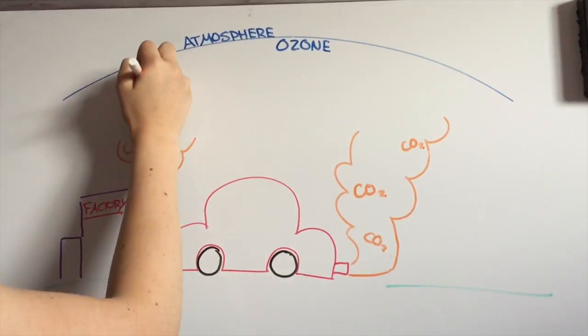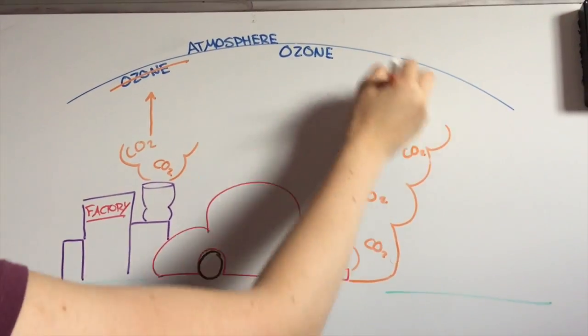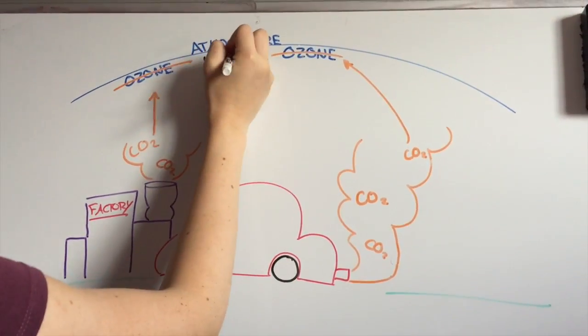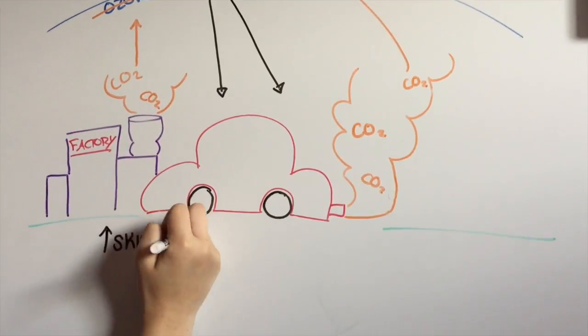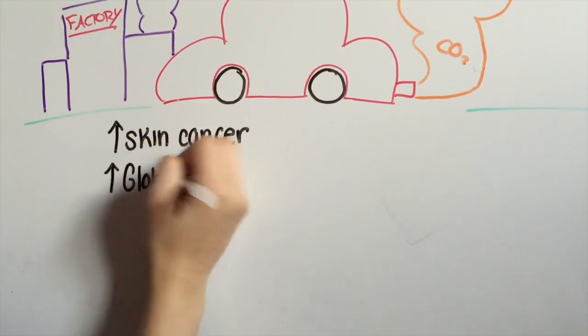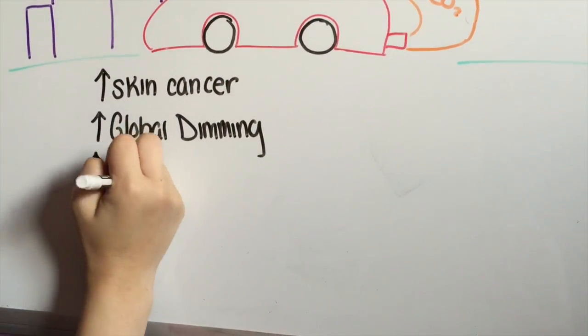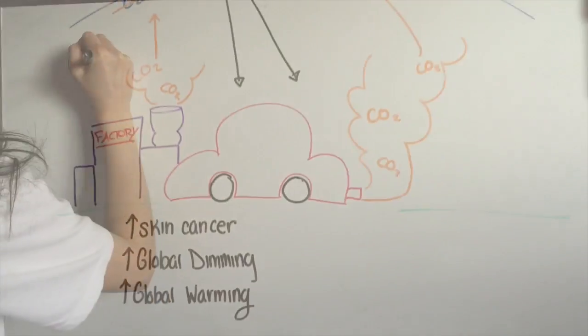When it is released into the atmosphere, it depletes the ozone layer. This allows for UV rays to surpass the Earth's atmosphere, causing increases in the risk of skin cancer. Also, it raises the Earth's temperature, which further increases the effects of global warming and global dimming.